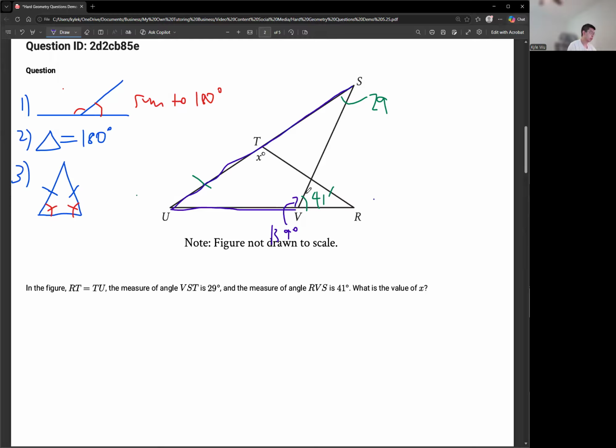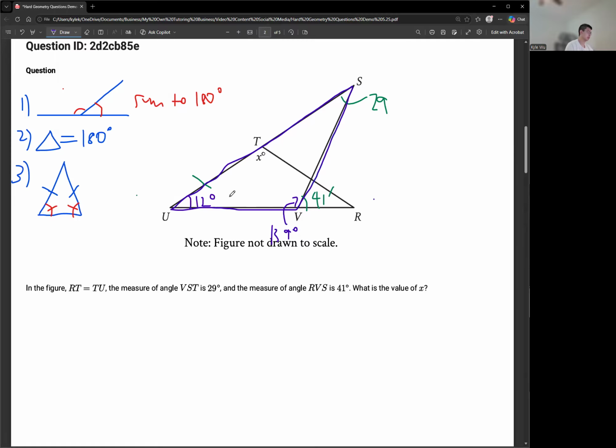This purple triangle. We can form a triangle here, right? And every single triangle, no matter what it looks like or how big it is, all three angles in that triangle add up to 180 degrees. So we already have 139. We have 29. And so this last angle right here has to be 12. Right? Because now the three angles will add up to 180.